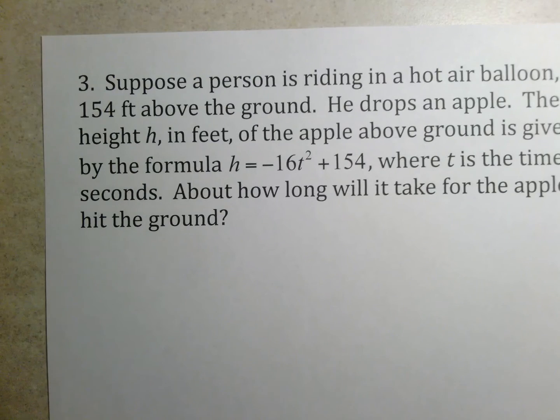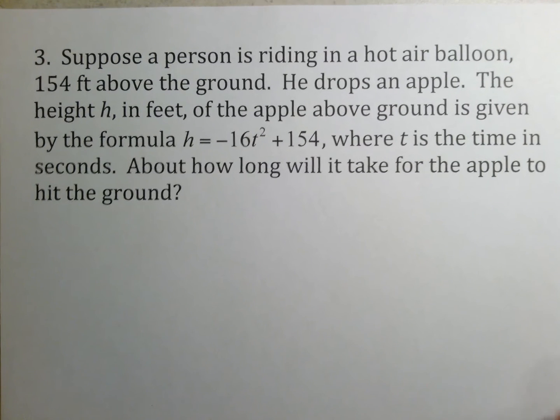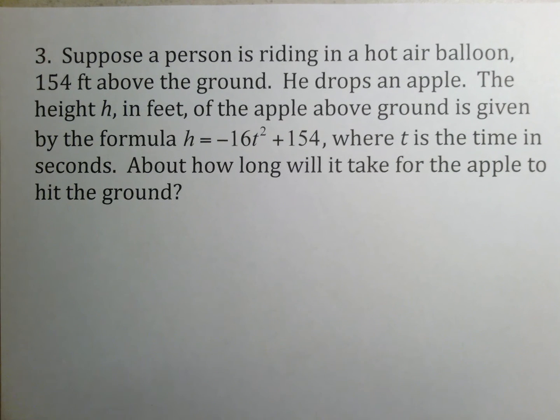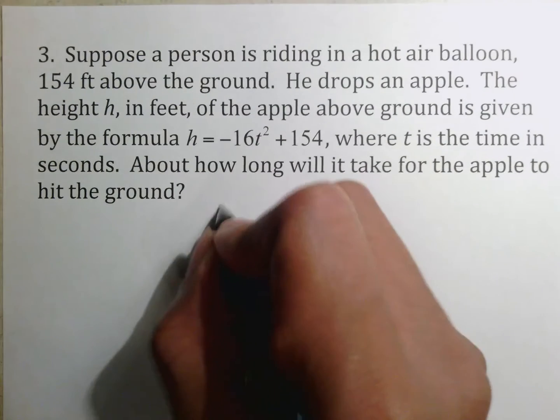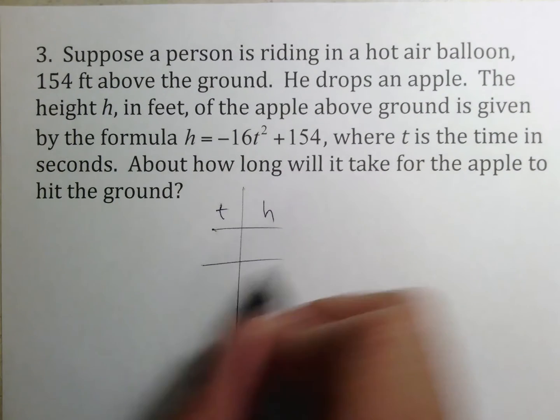The last question that I'm going to talk about before we call it quits is one of the application problems that teachers love to talk about with parabolas. It says a person's riding a hot air balloon 154 feet above the ground. He drops an apple. The height h is given by that formula where t is the time in seconds. They want to know how long it's going to take for the apple to hit the ground. The best way to answer this question is to make a table, t being the time, h being the height.